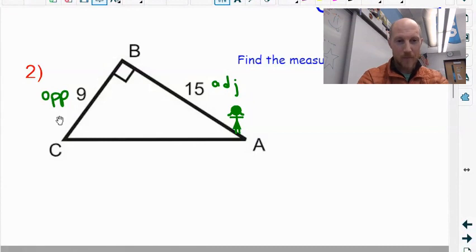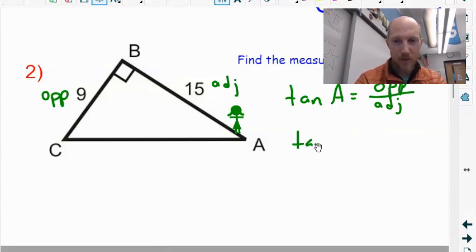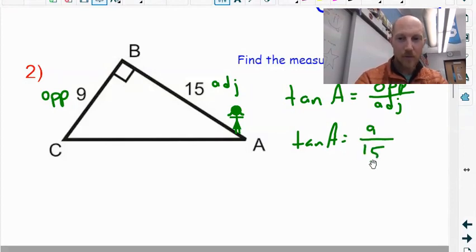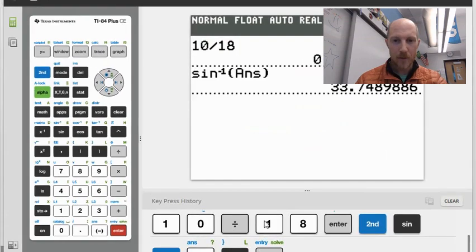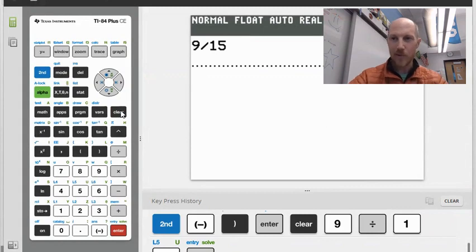All right, so I got to name the sides first. Now that I've done that, determine which trig ratio uses the opposite and the adjacent sides. So that'll be tangent. I'm just going to skip straight to labeling this with what's in the problem. So the tangent of angle A is going to be the opposite side over the adjacent. I'm going to fill in those numbers. So 9 for the opposite side, 15 for the adjacent side. I'm going to go ahead and divide 9 divided by 15. Pull up this calculator. I don't need the previous work. 9 divided by 15. So that's 0.6.